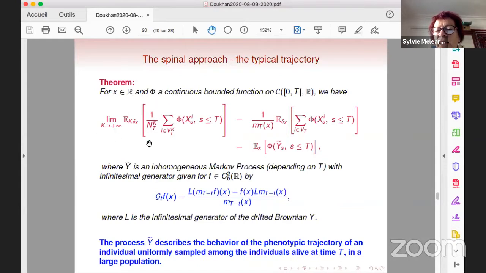So these formulas are well known in the world of branching processes. They are called many-to-one formulas, and they give you the law of the historical path of an individual taken at random at time t. It's given by this generator. Now I will finish the talk with a computation, because we have computed explicitly this function m_t, and you will see that we obtain something very simple.